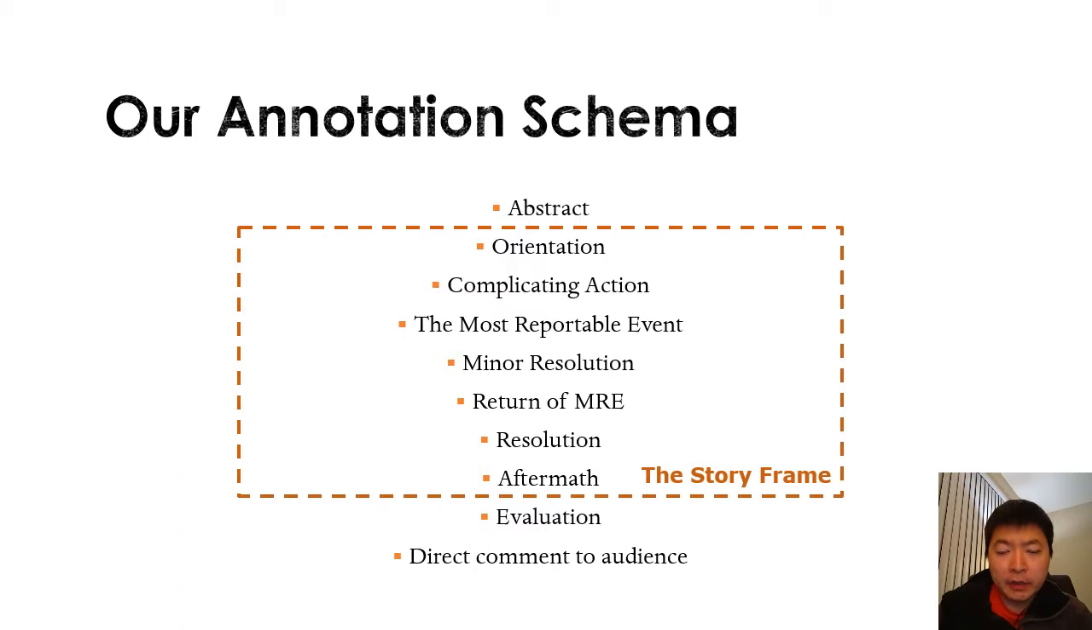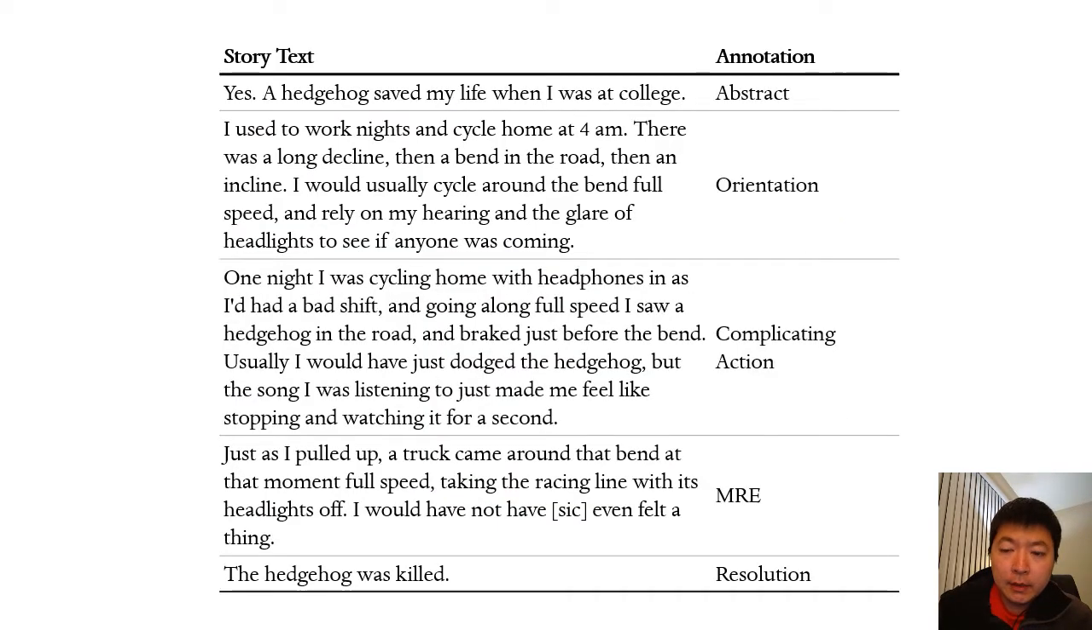The story frame contains only the events that are part of the story. The abstract, the evaluation, and direct comments to the audience are not part of the story frame because they describe the interaction between the narrator and the audience. Let me now show you some examples to illustrate the meaning of those annotation categories.